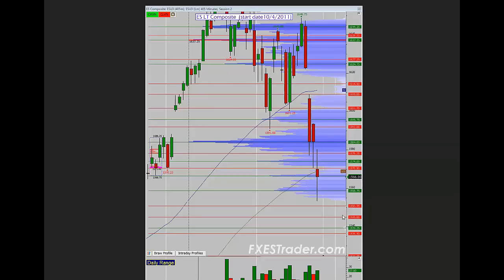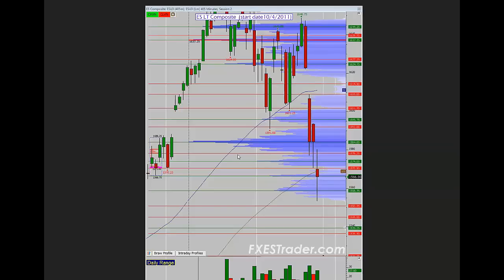So we have some thin areas of volume under here that you can see, thin areas of volume here that the market traded through. So we spent obviously a long period of time, almost 3 months in balance up here, and then we had a move out of balance back down again.